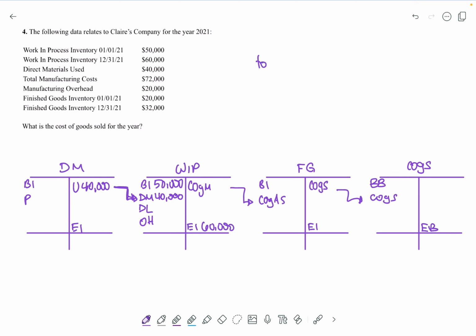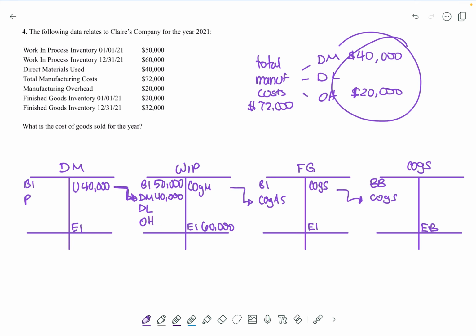Remember, when they tell you total manufacturing costs, think of the chart. Manufacturing costs are made up of direct materials, direct labor, and manufacturing overhead, or OH. We're told that total manufacturing cost is $72,000. Manufacturing overhead is $20,000. And we're told that direct materials used is $40,000. So then if we know this has to add up to this, then let's just do this minus this to get the remaining part. That's going to be $12,000.